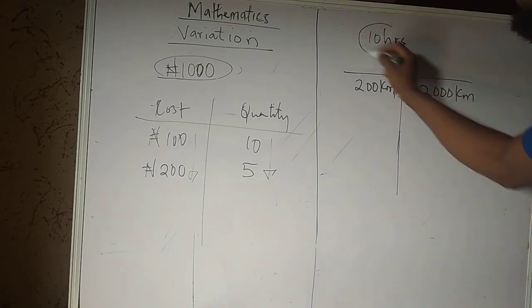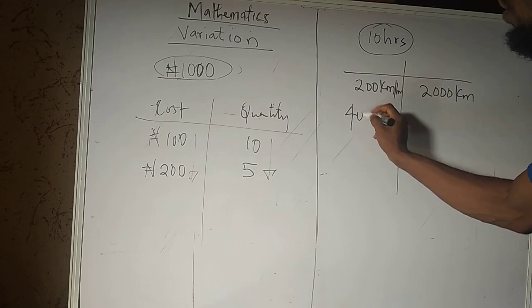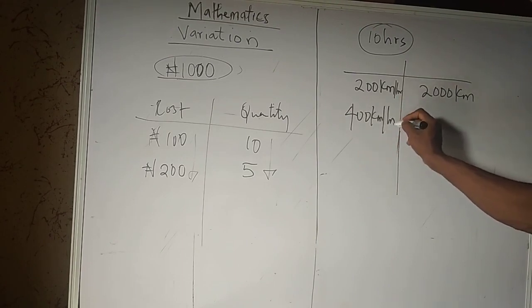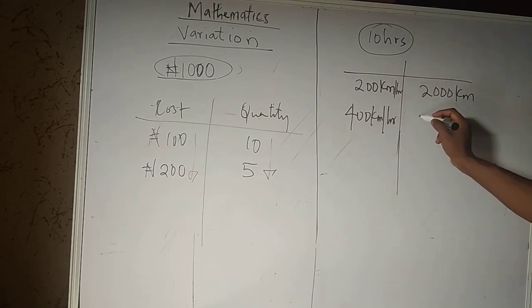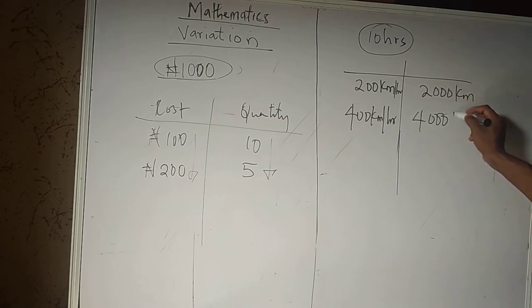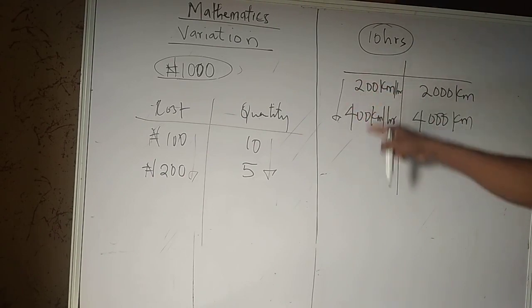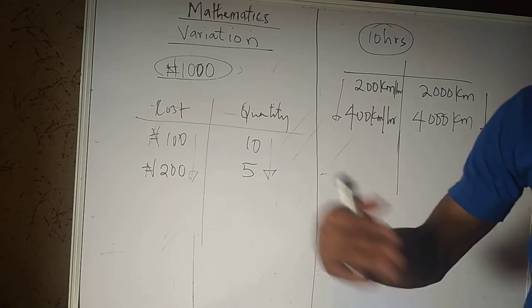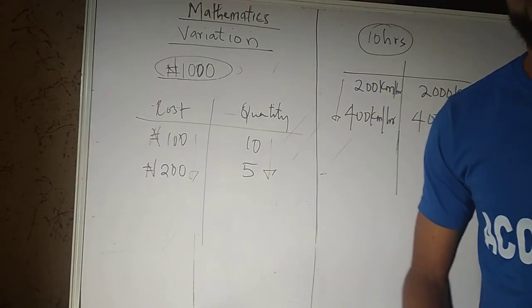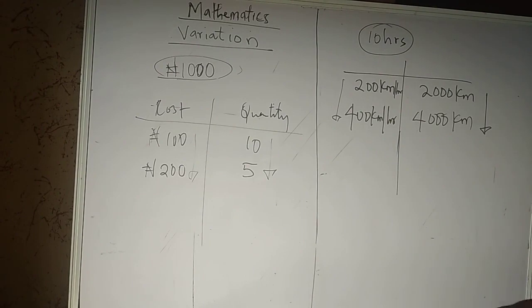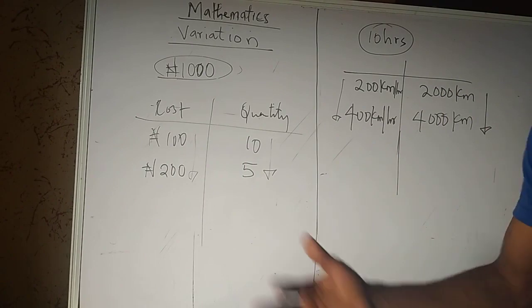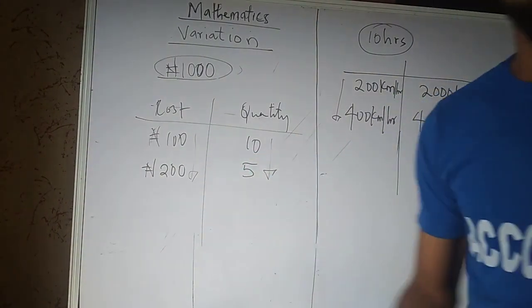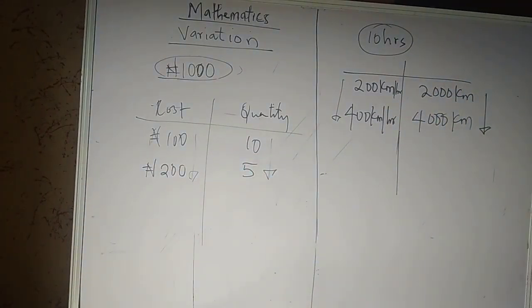Now let's say you still have 10 hours and you increase your speed to 400 kilometers per hour. This will mean that you cover a distance of 4,000 kilometers. You see there is an increase in the speed, and also an increase in the distance covered. So if you increase your speed, you increase your distance covered. That's another case of variation. These are the two major cases of variation. There are other cases of variation which are more like a derivative of those two basic cases.